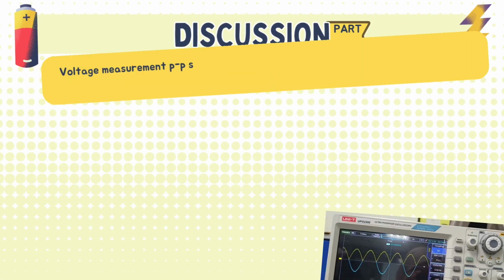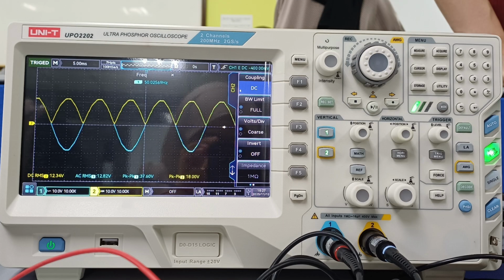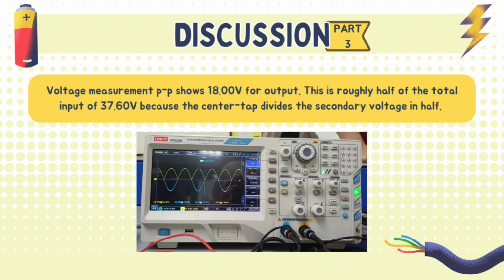Next, in part 3, a center-tap full-wave rectifier uses a specialized transformer to split the AC signal into two halves, allowing two diodes to work in tandem. As expected, the peak-to-peak voltage measurement shows 18 volts for the output. This is roughly half of the total input of 37.6 volts, because the center-tap divides the secondary voltage in half.